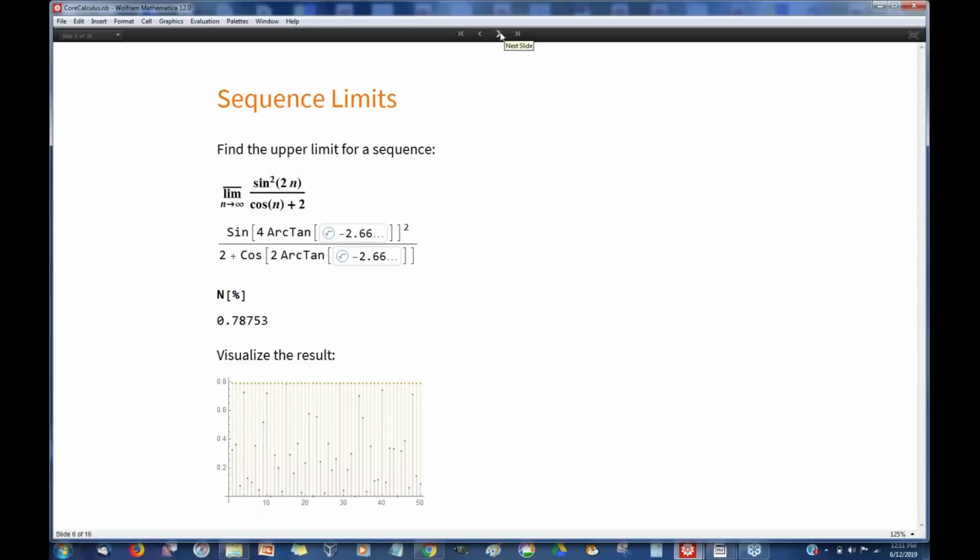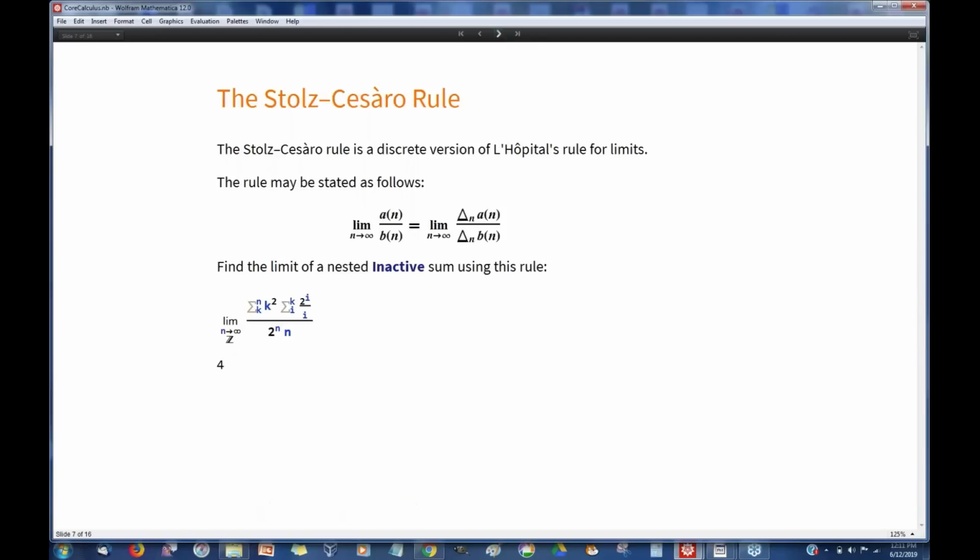Okay, so I talked about L'Hopital's rule a little early on, but there's actually a discrete version of L'Hopital's rule, and that's something called the Stolz-Cesaro rule. So this rule says that if you have a limit and both numerator and denominator approach infinity, then you can take a difference, not a derivative, and get back the answer. And we use this very simple idea over here to actually get back a very nice answer for this rather complicated limit. Basically, the Stolz-Cesaro rule helps us to peel off the outer sum, and then you get back the answer 4 in just a flash. Okay, so that's the Stolz-Cesaro rule.